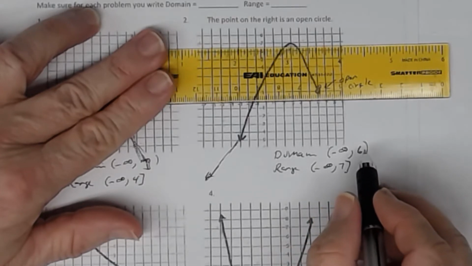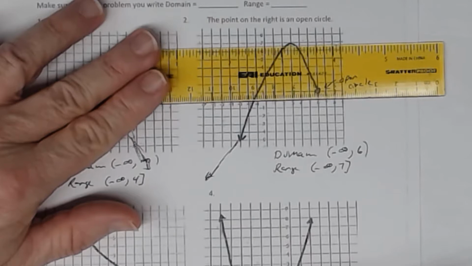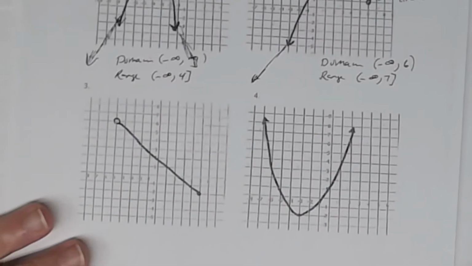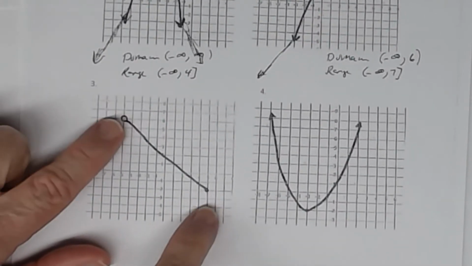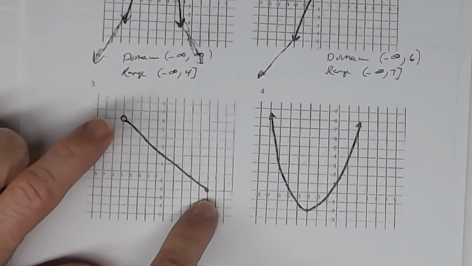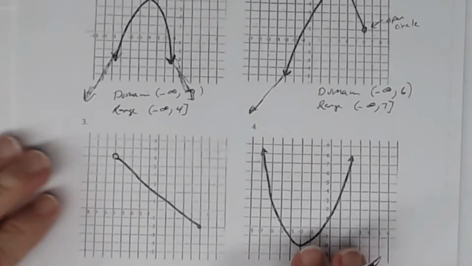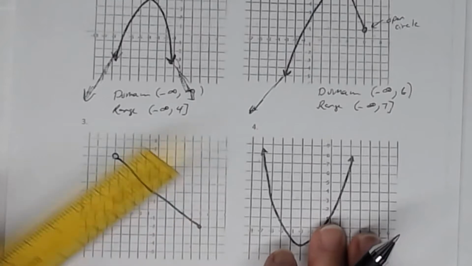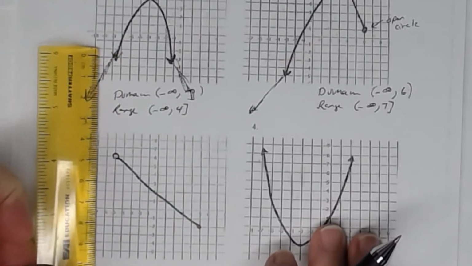So you need to make sure you understand when to use brackets and when to use parentheses. Okay, now in this one, there are no arrows, right? No arrows. You have an open circle and a closed circle. So let's talk about the domain. The domain is a set of x coordinates.